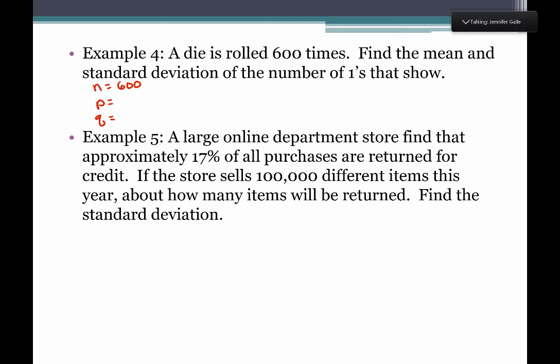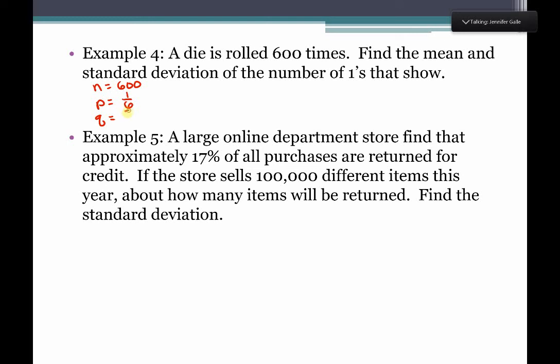How many ones do we have on a die? Just one. How many total numbers? 6. So we're looking for ones, so p is going to be 1/6. That one has to stay a fraction. The decimal ends up being repeating, so that's really tough to enter back into a calculator. And so then q is going to be 5/6.